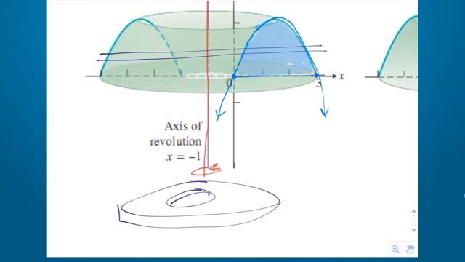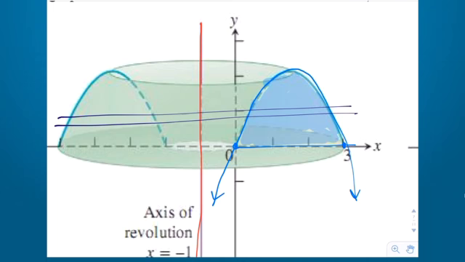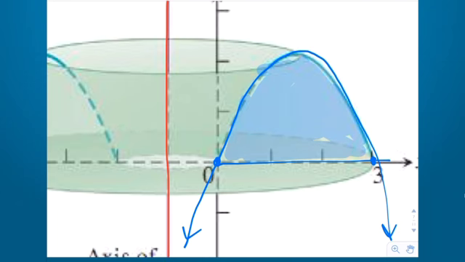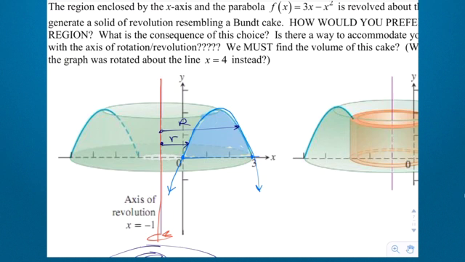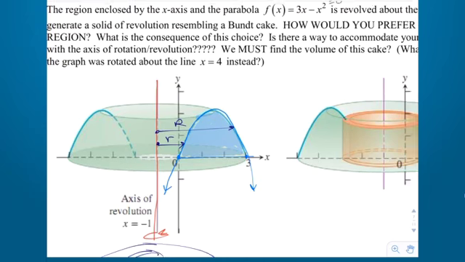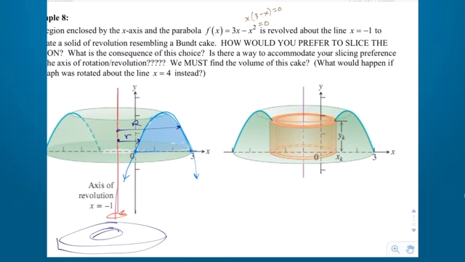And the radius would look like the following. I'd have to draw from the axis to the first curve would be little r, and from the axis to the second curve would be big R. But, of course, that's going to require us to do what with our equation? If we slice it horizontally, we have to solve y equals 3x minus x squared for guess what?